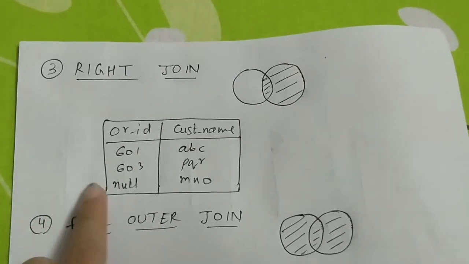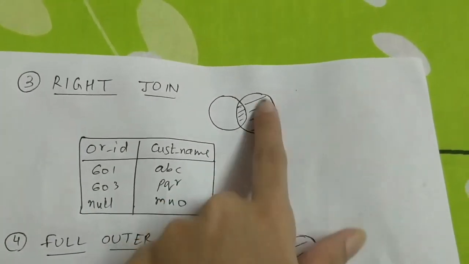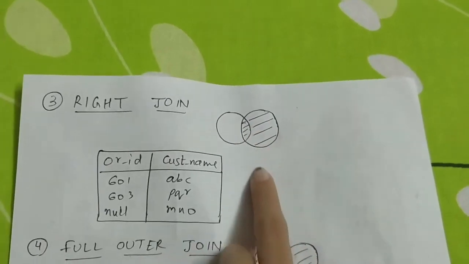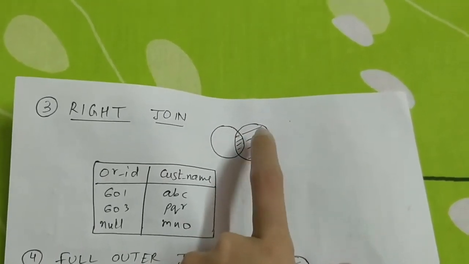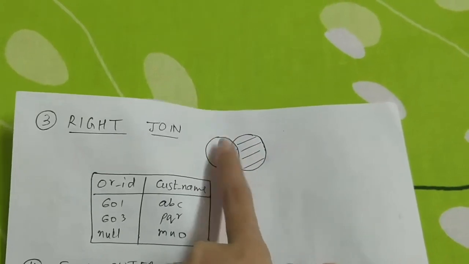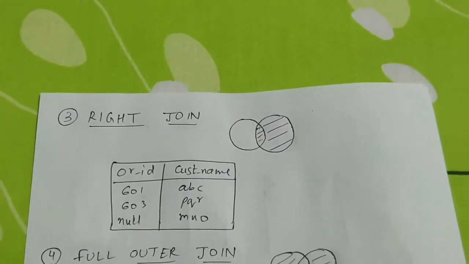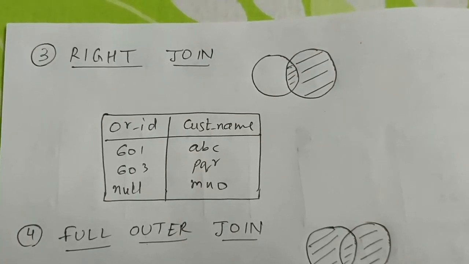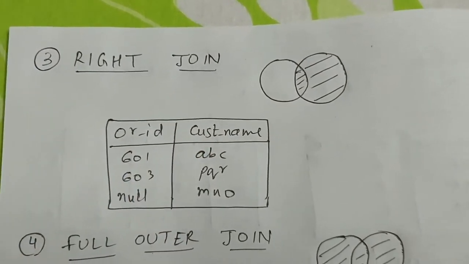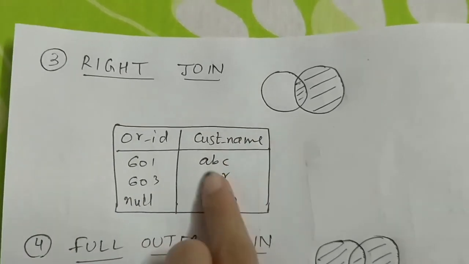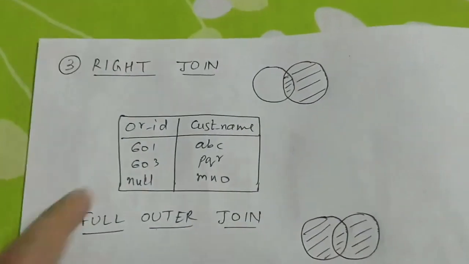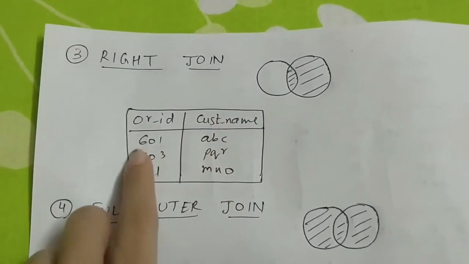This is right join. Right join is similar to left join, but instead all the items from the second table will be printed, and also the common ones. And whichever does not have a common attribute from the first table, null will be printed over here. So the right table is customers, and the attribute from the customers table which needs to be printed is cus name. So all the rows from cus name will be printed. That is customers, ABC, PQR, MNO. All three will be printed, and the corresponding order IDs will be printed over here.